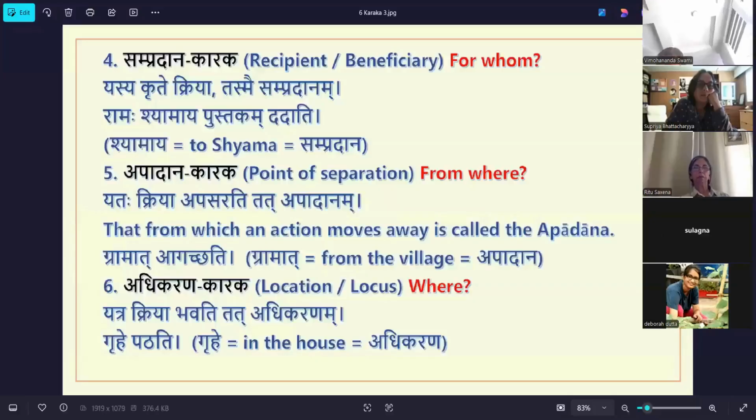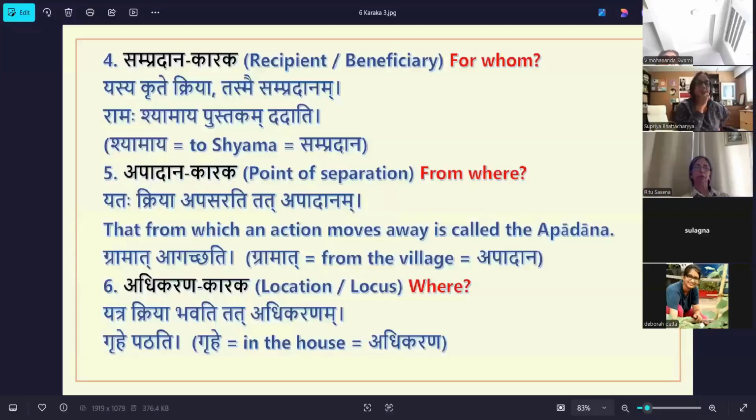Grihe pustakam patati. I am reading a book, suppose. So I am reading a book, but I am reading where? In the house. Griha. So which is the seventh vibhakti of Nara? Nare. Grihe. Saptami vibhakti. Where is the sixth one? Now you tell me, where is the sixth? Narasya.